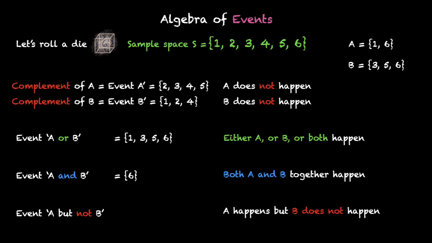Now the last one says A but not B, which means A has happened but B does not happen. So for A to happen, we need 1 or 6. But if 6 happens, event B has happened. So what we can do is we can remove the 6 and only put 1 here. The way to do this is, you start with elements of A and you remove the elements that are common in both A and B. That's how you'll get A but not B.